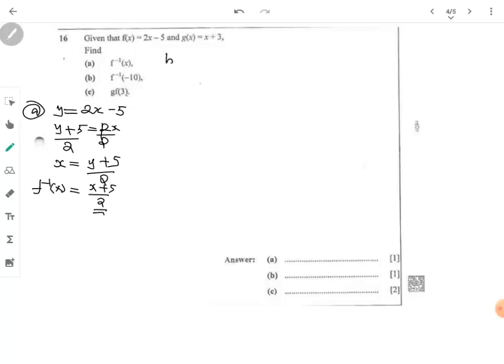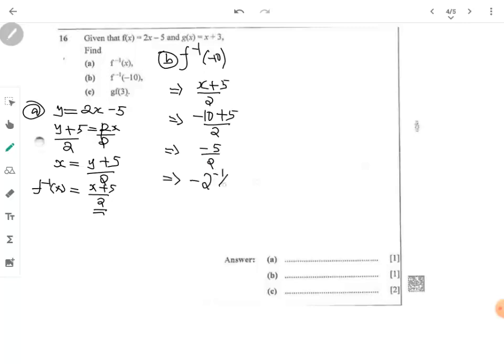It's actually very simple. Here we are finding the inverse of negative 10. Now, what does it mean? Remember, I've already found inverse of f, right? What I need is, where there's x now, I just put negative 10. This is what it means. I know I have something like this as the inverse of f. So if I put negative 10 here where there's x, I'm going to have negative 10 plus 5 over 2. And this will give me negative 5 over 2, and this will give me negative 2, negative 1 over 2.